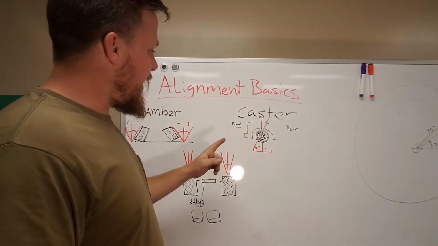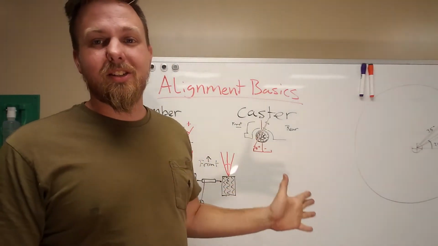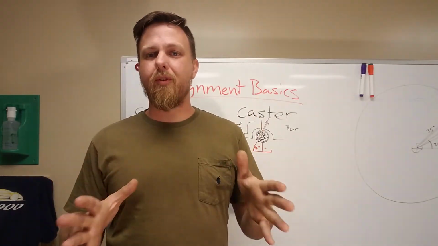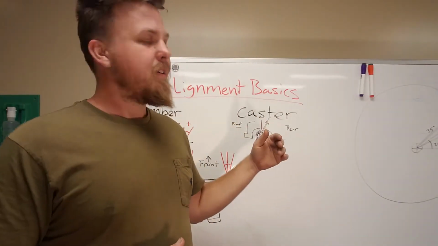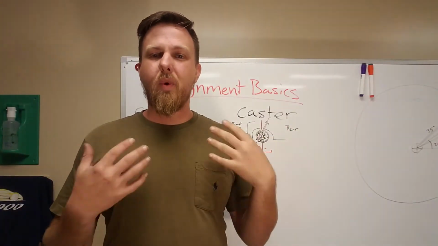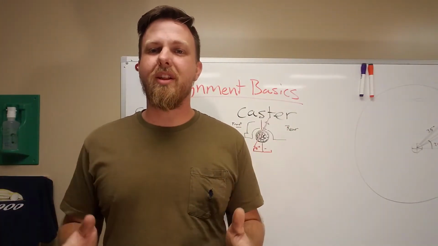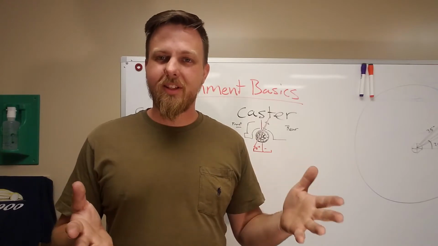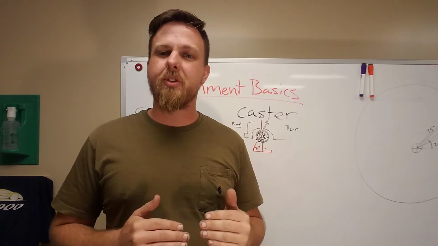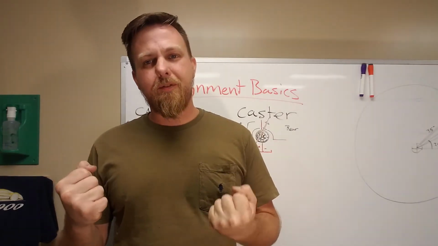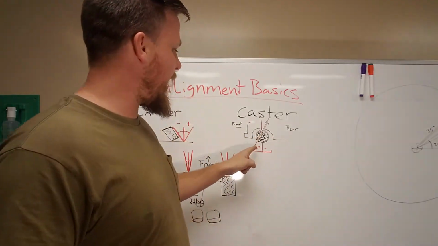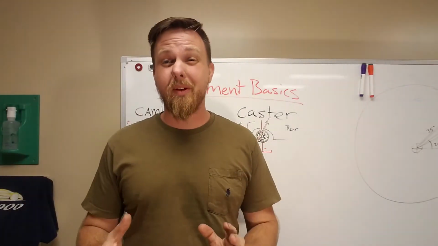All right, and then you have caster. Now, this is probably the least understood of any of the front-end alignment stuff. Caster is essentially the wheel's willingness to go in a straight line. And the reason why that's important is because a good portion of your self-steer and your feedback and also the resistance of the wheel to turn is derived from caster. It also has a lot to do with the stability of the car.